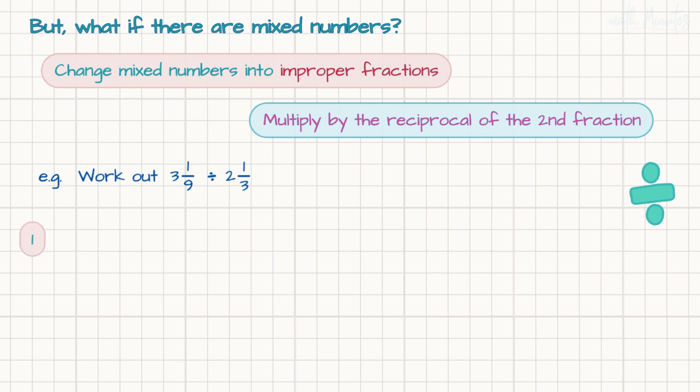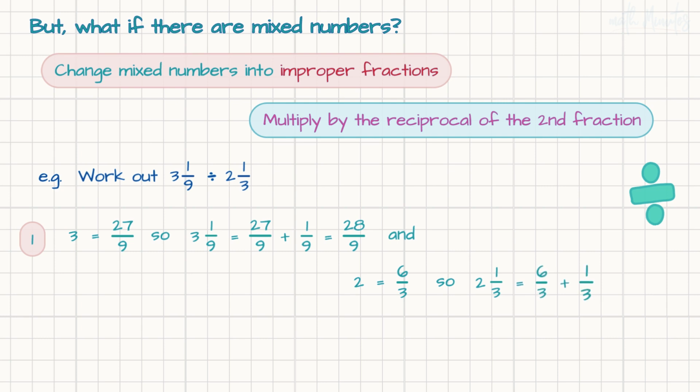For 3 1/9, we see that the denominator of the fraction part is 9, so we write the number part as 3 equals 27/9. Then, 3 1/9 equals 27/9 plus 1/9, which equals 28/9. Similarly, for 2 1/3, the denominator of the fraction part is 3, so we write the number part as 2 equals 6/3. Then we can write 2 1/3 as 6/3 plus 1/3, which equals 7/3.